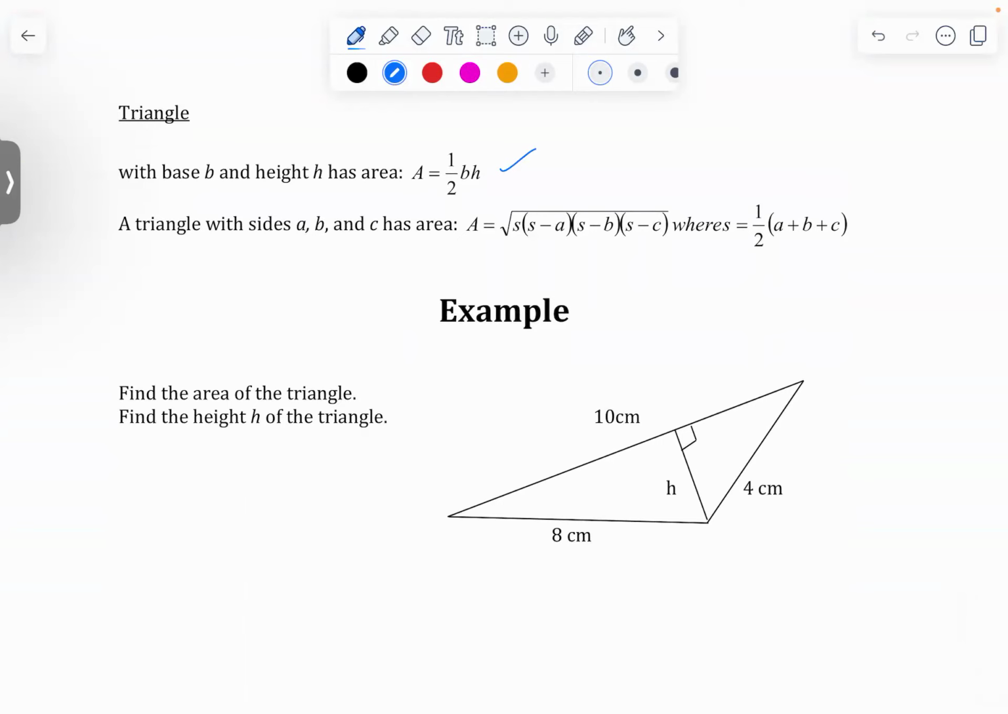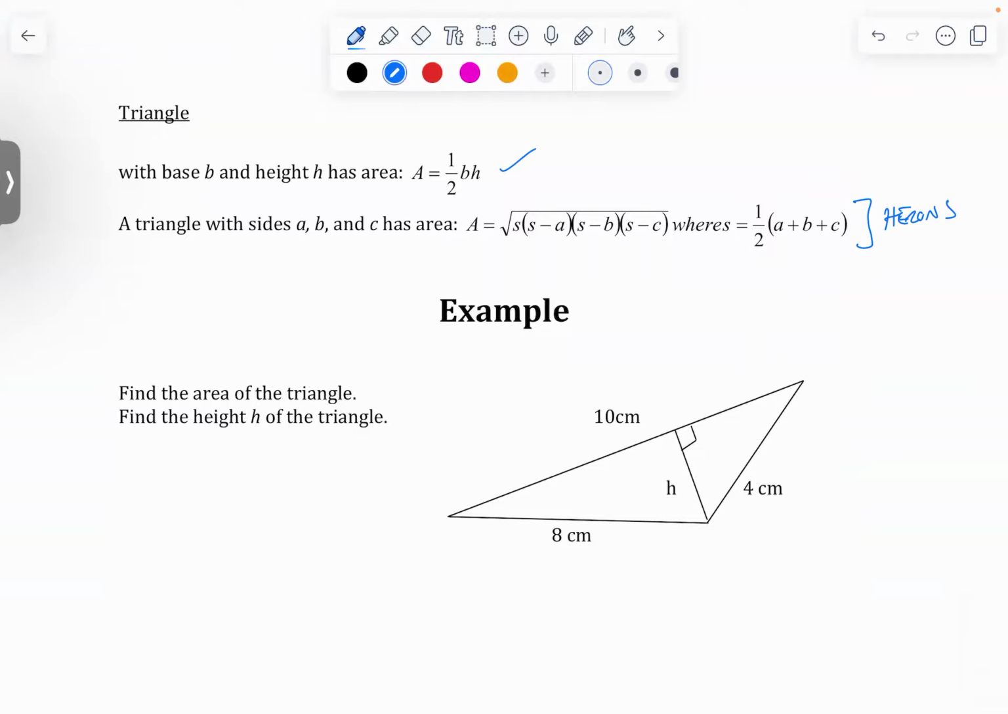The one you're less familiar with, this right here, this is what's known as Heron's formula. Heron's formula is if you only know the sides, you don't actually have the height of the triangle. And that actually is very common. So this is a very useful formula. To that end, let's look at an equation here.